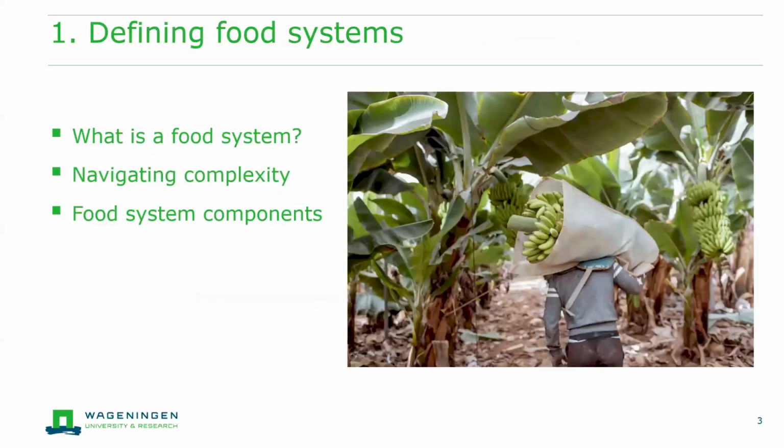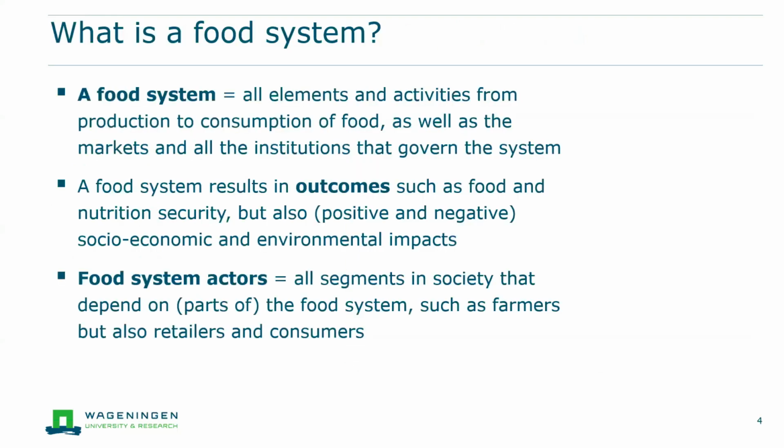To start with the first component, what do we understand under a food system? What is the role of complexity in food system analysis, and what are the main components? If we talk about a food system, we talk about all elements and activities from production to consumption of food, as well as the markets and all the institutions that govern the system. So it's not only the value chain, but a much broader set of interacting elements that constitute the food system.